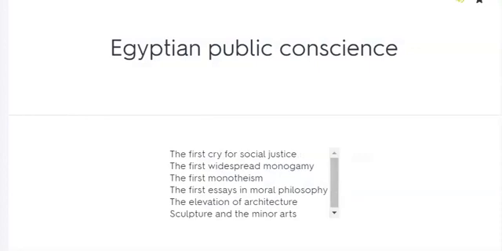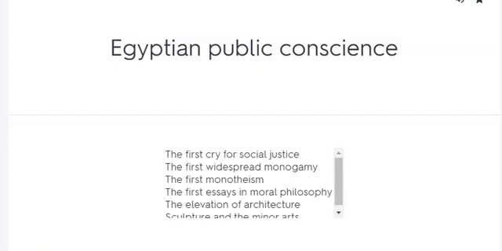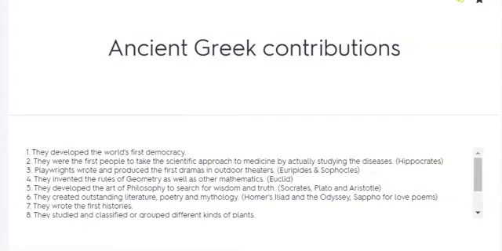Egyptian public contributions. The first cry for social justice, the first widespread monogamy, the first monotheism, the first essays in moral philosophy, the elevation of architecture, sculpture and the minor arts. Ancient Greek contributions.